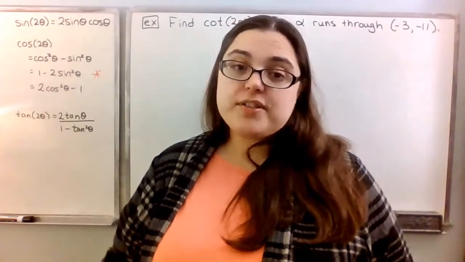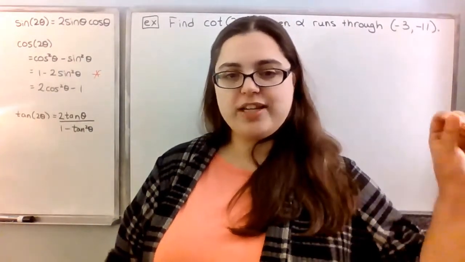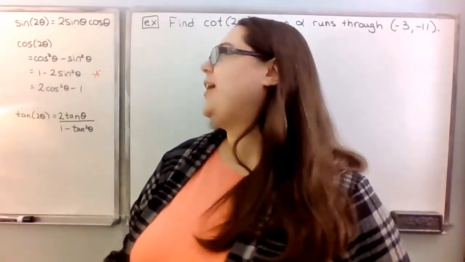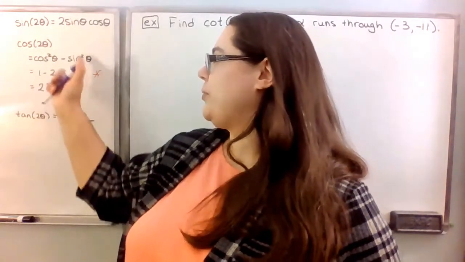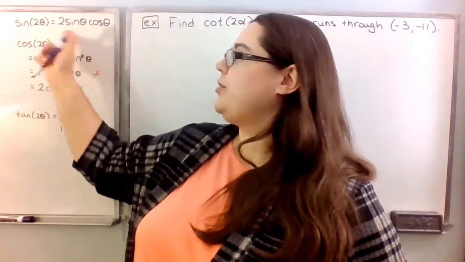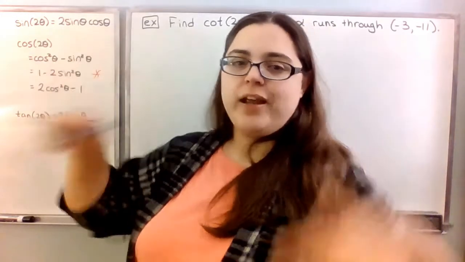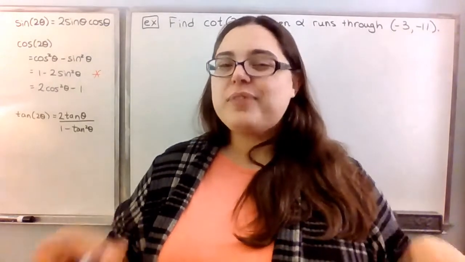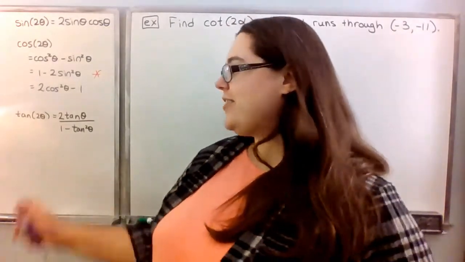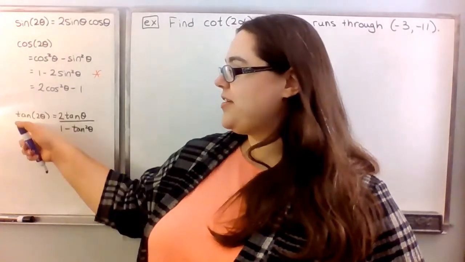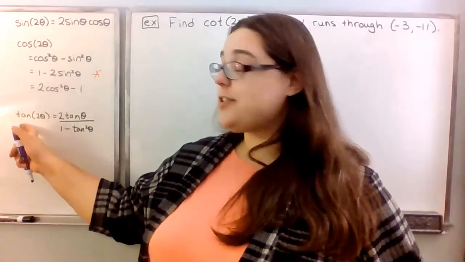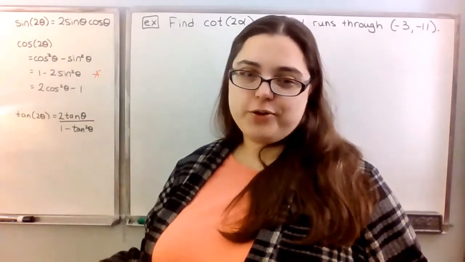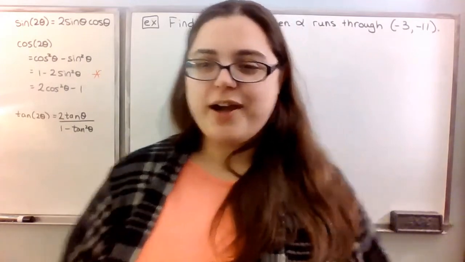For example, I could use a quotient identity, and I could do cotangent of 2 alpha, or sorry, could do cosine of 2 alpha over sine of 2 alpha. So then I would use one of these formulas for cosine of 2 alpha, and then I would use this one to find sine of 2 alpha. And then I could use the quotient identity to figure out cotangent of 2 alpha. But that's a lot of work. It's a lot easier to take the reciprocal here because tangent and cotangent are reciprocals. So if I take the reciprocal of this expression, that will give me a formula for cotangent of a double angle. So let's do that.